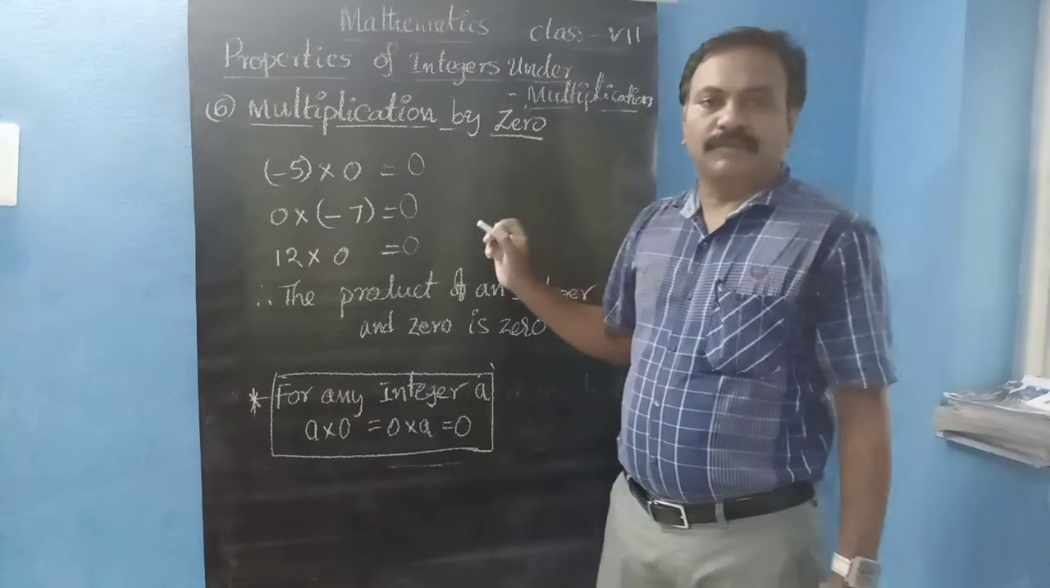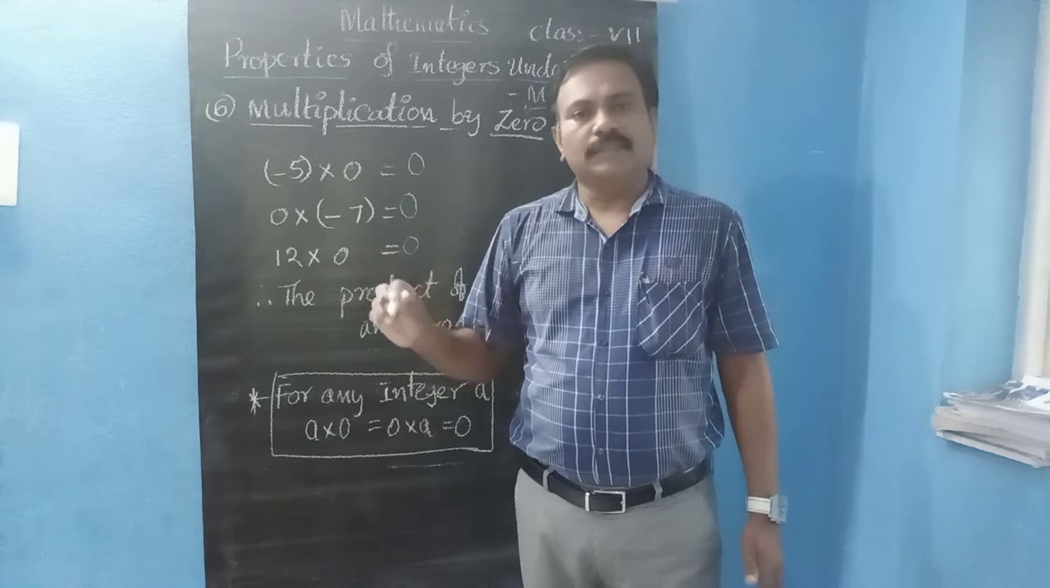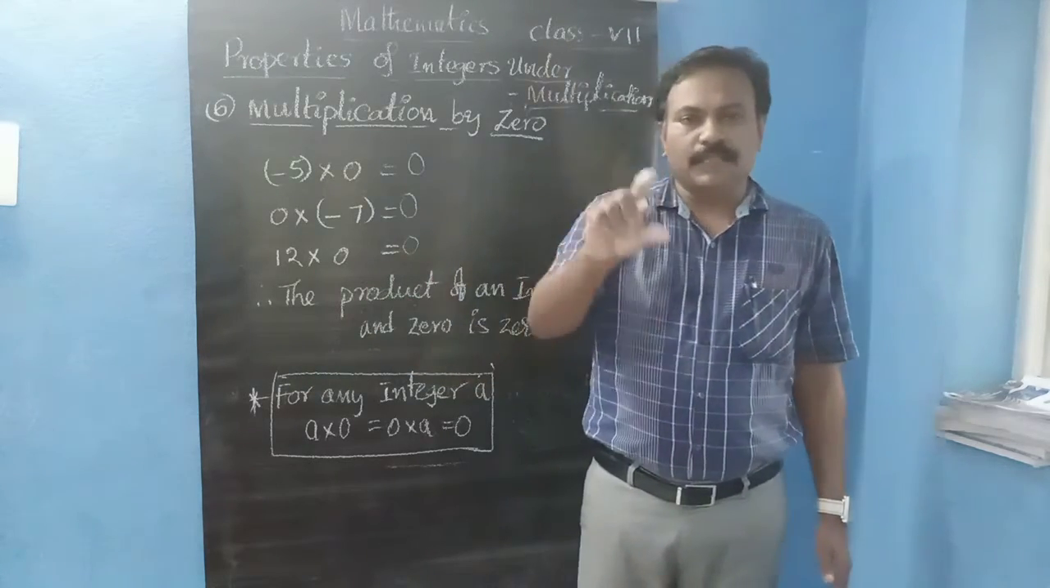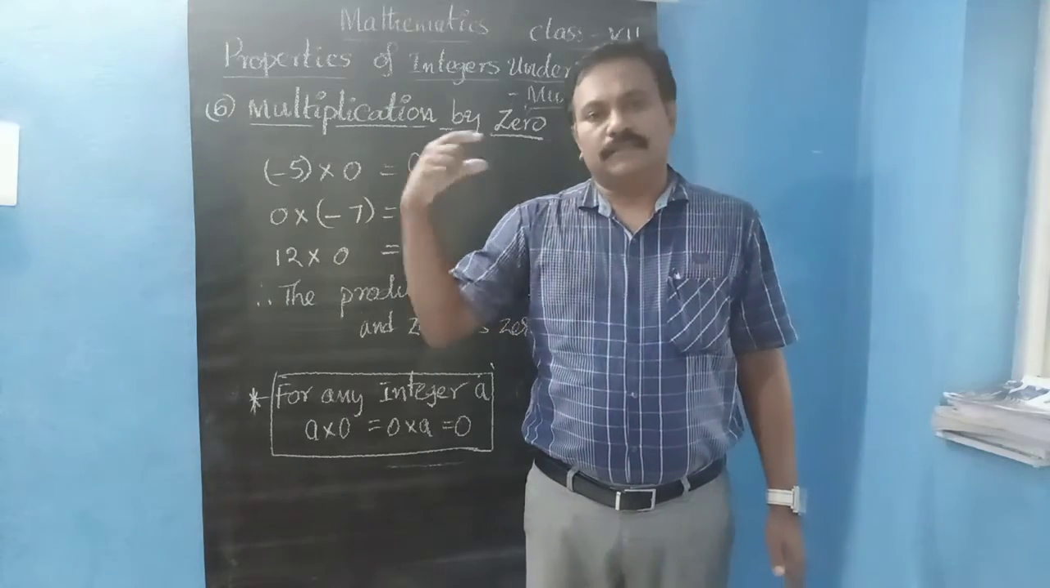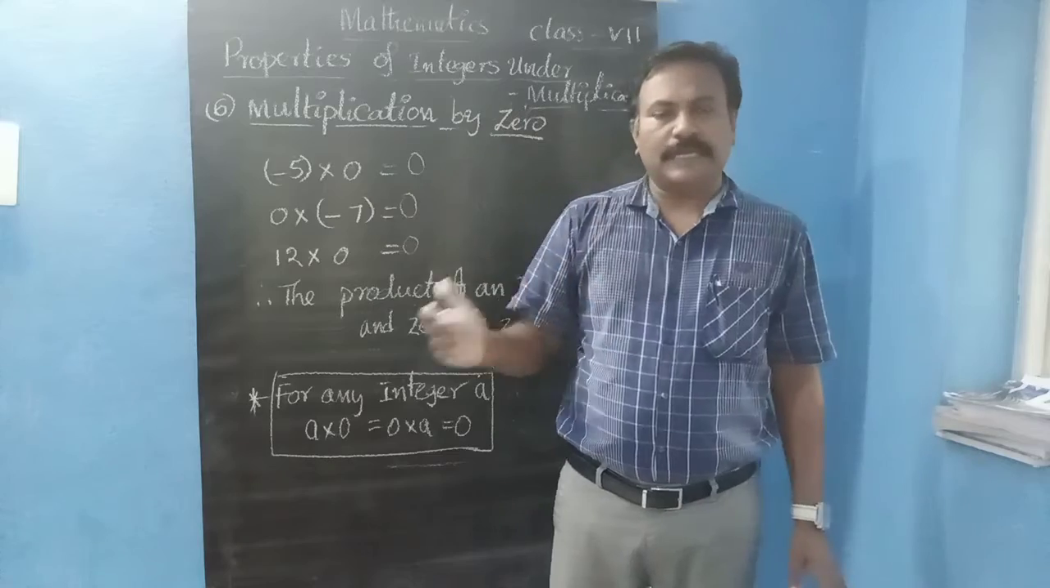This is multiplication by 0. If you multiply any number with 0, the answer is 0. If you multiply any integer with 1, the same number. Do you understand the difference? Multiply by 1, same integer. Multiply by 0, 0. Right, children.